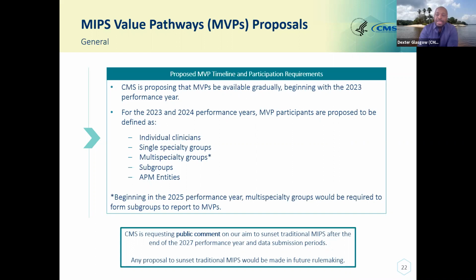Another area of the MVP proposed timeline that we've laid out in the proposed rule is a timeline in which, starting with 2025, multi-specialty groups will be required to form subgroups in order to report MVPs. This is to get us to a point where clinicians within a group are really reporting on measures that are more meaningful to their direct practice, and not so much relying on the performance of a few clinicians of the group, but rather having data they can utilize to make quality improvements in the care they provide to their patients.